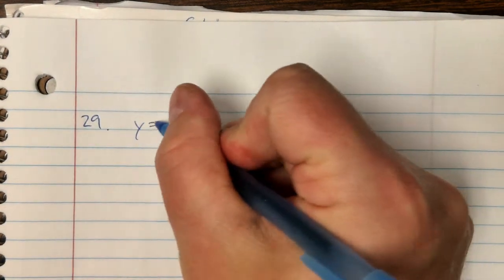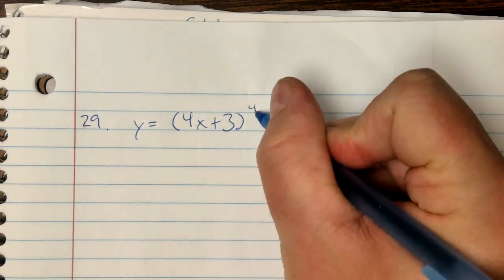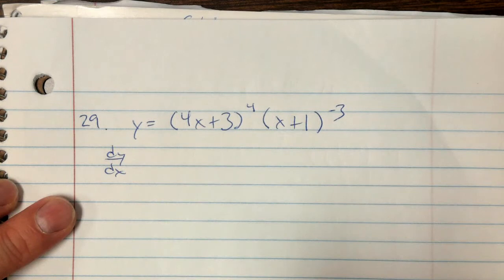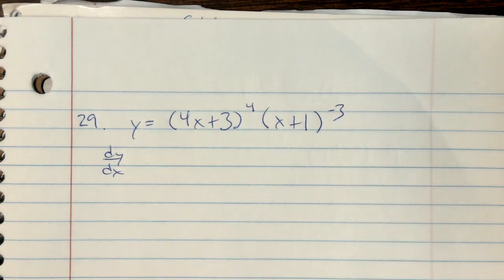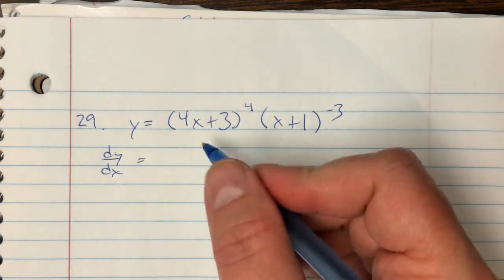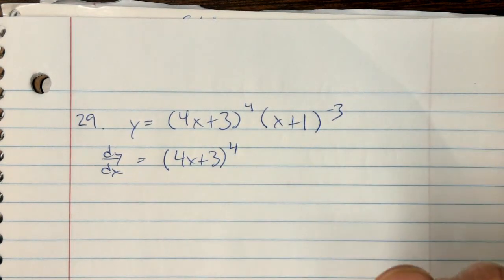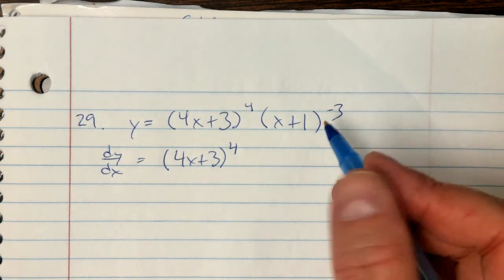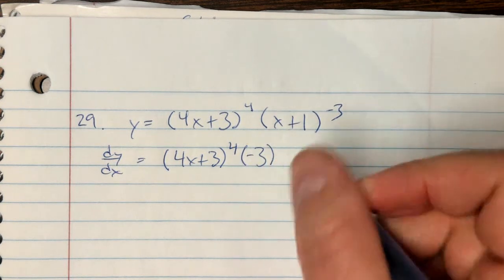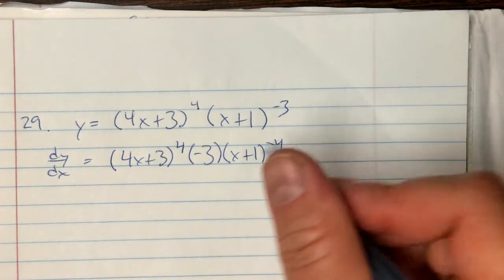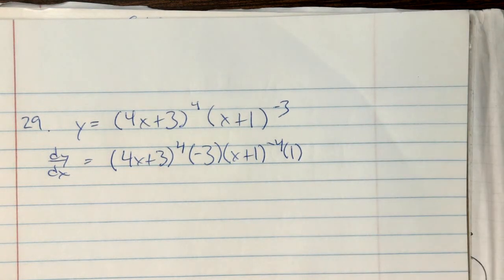Okay, 29. So this one, we have our y equals 4x plus 3 to the fourth times x plus 1 to the minus 3. So this one we do our dy dx. We're going to take our first term, just copy it down, 4x plus 3 to the fourth. Then we're going to take our derivative of this part, which is negative 3, we need that in parentheses, times x plus 1 to the minus 4. And then we take our derivative of x, which is 1. So there's that part.